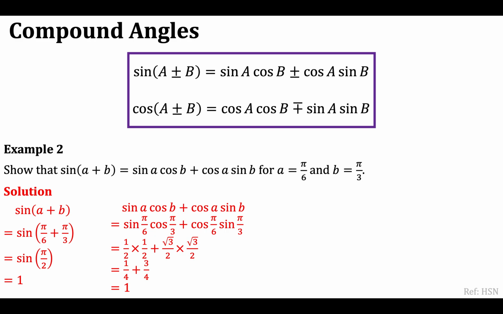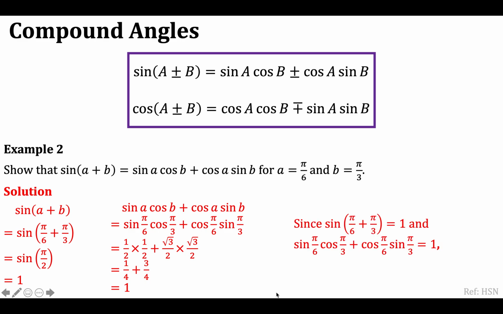We can see that both of the substitutions that we've calculated here are both equal to 1. So we can say since sine of pi over 6 plus pi over 3 is equal to 1, and sine of pi over 6 cos pi over 3 plus cos pi over 6 times sine pi over 3 is equal to 1, sine a plus b is equal to sine a cos b plus cos a sine b for a equal to pi over 6 and b equal to pi over 3.